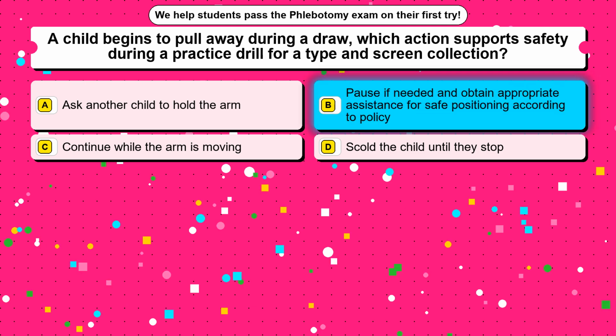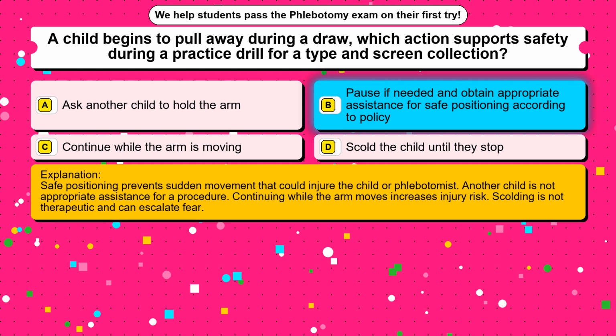The correct answer is option B. Pause if needed and obtain appropriate assistance for safe positioning according to policy. Safe positioning prevents sudden movement that could injure the child or phlebotomist. Another child is not appropriate assistance for a procedure. Continuing while the arm moves increases injury risk. Scolding is not therapeutic and can escalate fear.